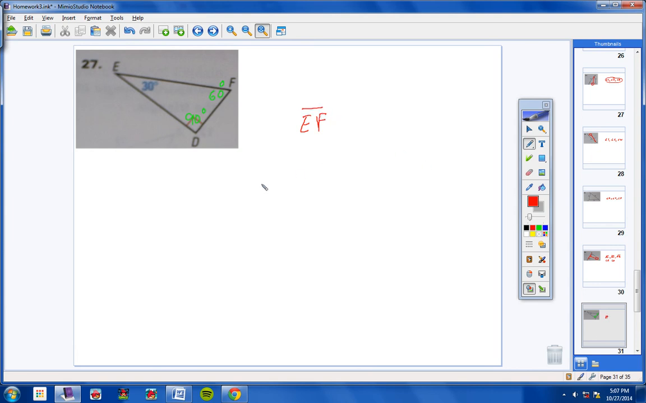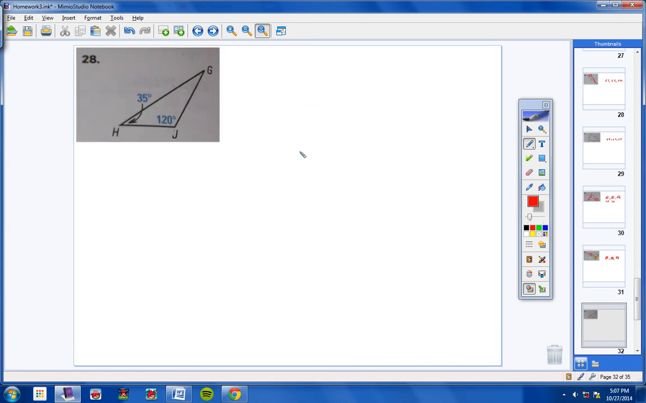Okay? Now let's circle the next biggest angle, which would be 60. And then go straight across to the opposite side. That would be side ED. So ED is the next biggest side. Okay? And then we're going to circle the smallest angle, which is 30. And then go straight across to the side here. So the smallest side or the shortest side would be FD. Okay? Moving on to 28.